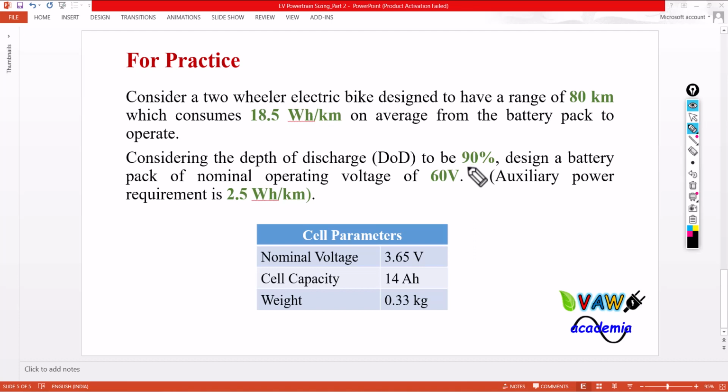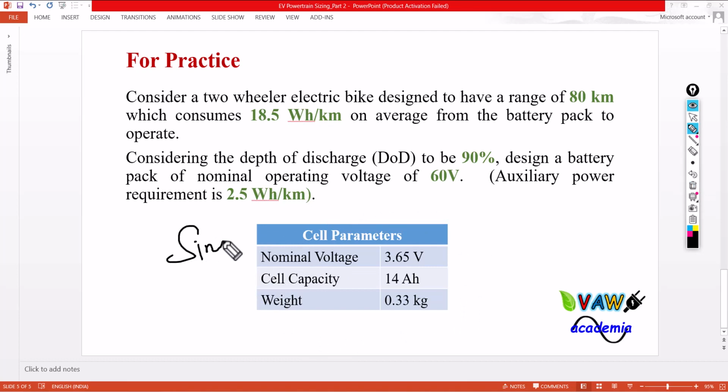To operate the battery, I need an operating voltage of 60 volts. One more thing is added here, the auxiliary power. There will be auxiliary loads. If you consider a two-wheeler, headlights, brake lights, indicators, horn, these are all auxiliary loads. To drive those auxiliary loads, we need power. The energy required for the auxiliary loads is 2.5 watt hour per kilometer.